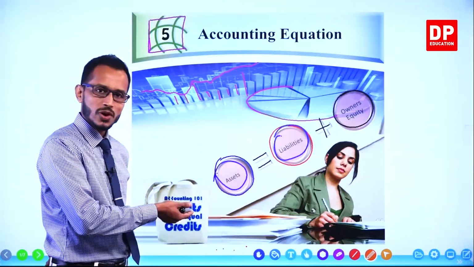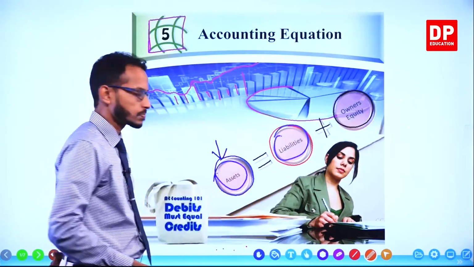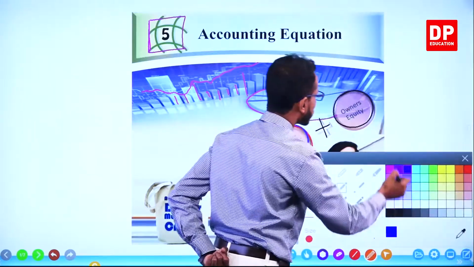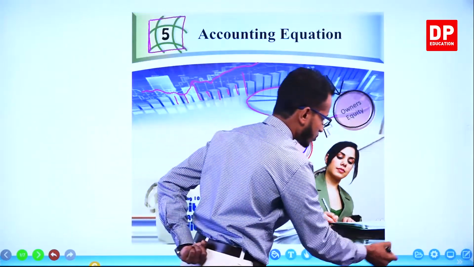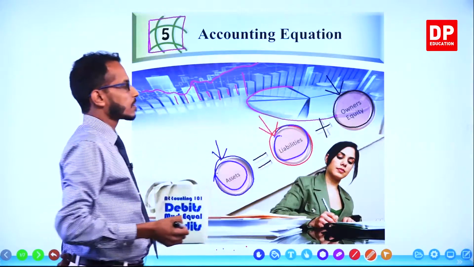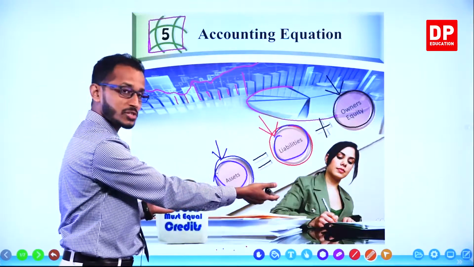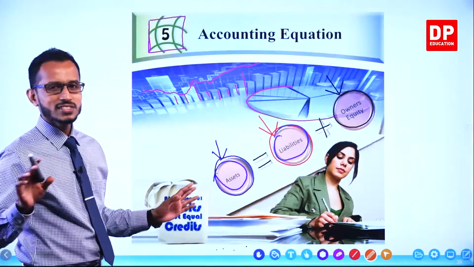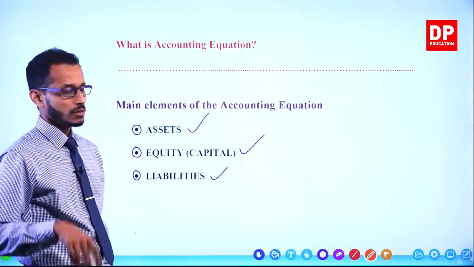The same elements you saw here: assets, equity, and liabilities. These are the main elements. So this must be the accounting equation, right? Yes, children, it is a very simple equation. Let's look at it in detail.